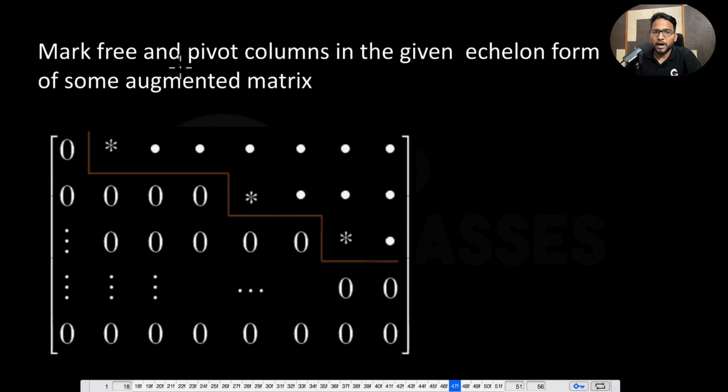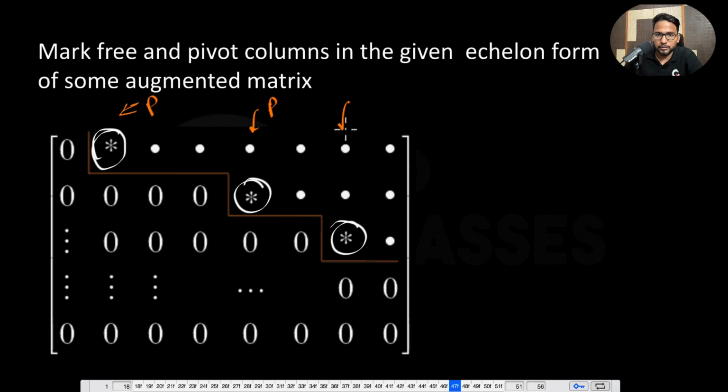Now here they are saying mark free and pivot columns in the given echelon form. Then you can just check. This is first non-zero. Again, this is first non-zero. This is the first non-zero here. So again, they are saying about the augmented matrix. So that's why let's not worry about this column. So they are saying that just mark it. So this is pivot. This is again pivot column. This is again pivot column. These all are free columns, right? This is free. This is free. Rest are free columns. That's very easy.